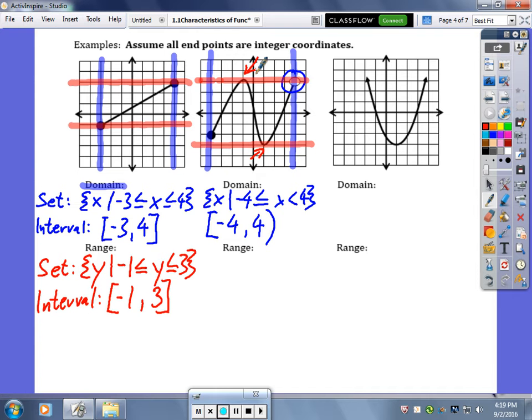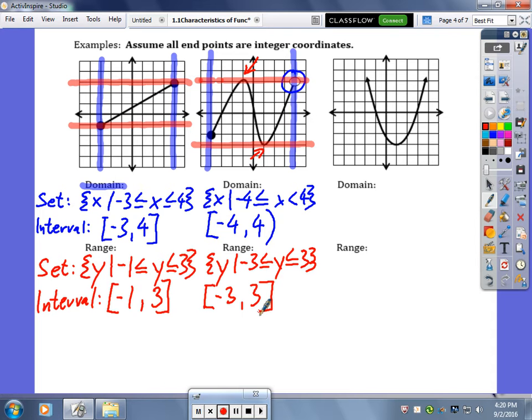In set notation, therefore, we will write open braces y such that negative 3 is less than or equal to, this point clearly reaches negative 3, y, which is less than or equal to, at the point where I made the arrow, the point touches positive 3, and this is the uppermost value of the range. Close your braces and you are good. In interval notation, we will write open bracket negative 3, comma, positive 3, close bracket.